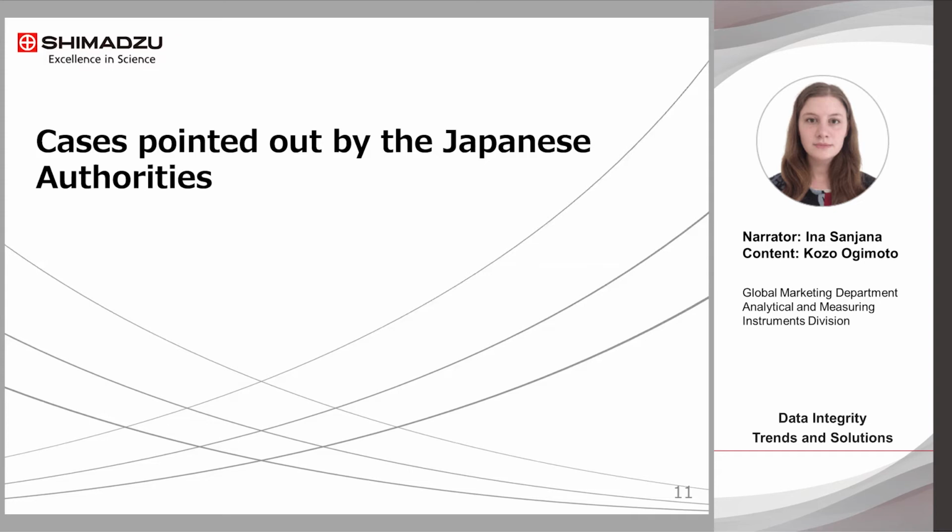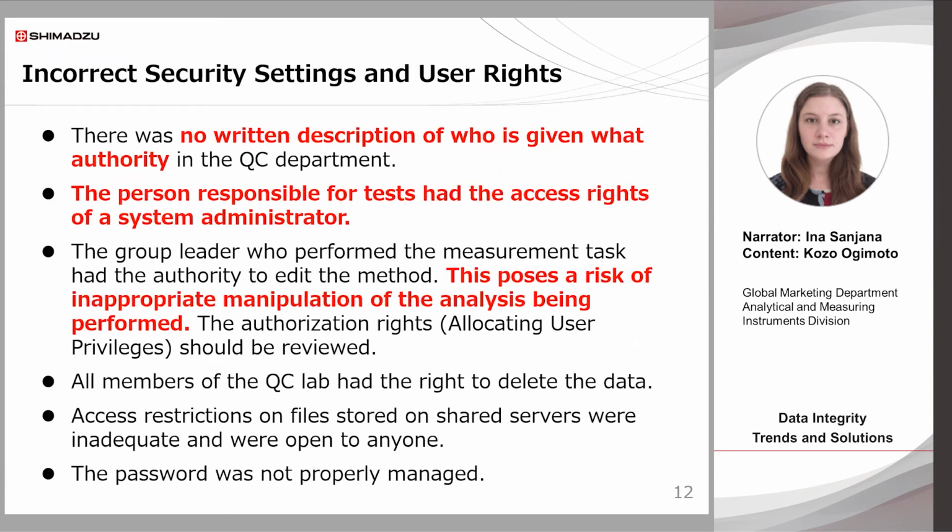The examples presented here are for labs that conduct quality testing. These are cases where the system security settings or user rights were not appropriate. For example, it is not clear which staff have what access rights, or the person responsible for carrying out testing had administrative privileges. System administrators typically have access rights to manipulate data, such as moving or deleting data, so that if the person testing has administrative privileges, they can delete any adverse results from the trial.